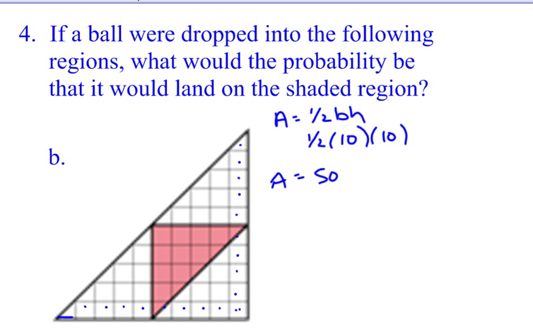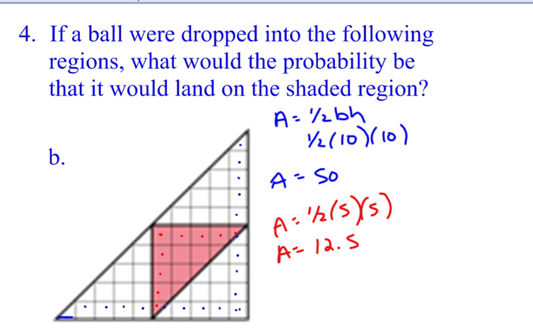Then the area of my small triangle is 1, 2, 3, 4, 5. So we'll do 1/2 times 5. And then that's the base, and then the height, 1, 2, 3, 4, 5. So 5 times 5, so the area of that would be 12.5.